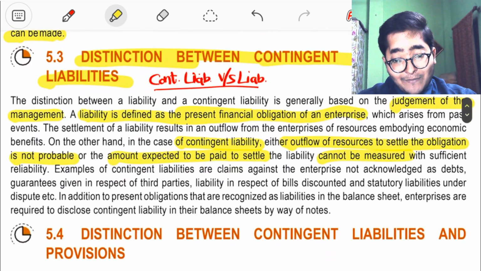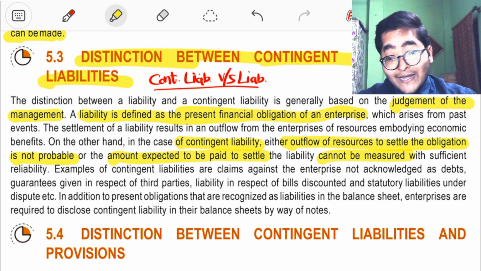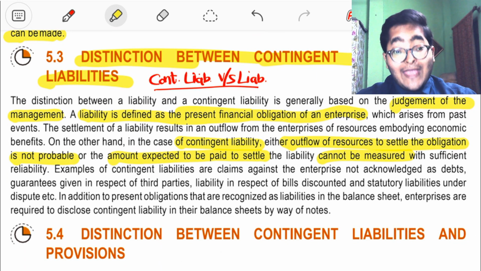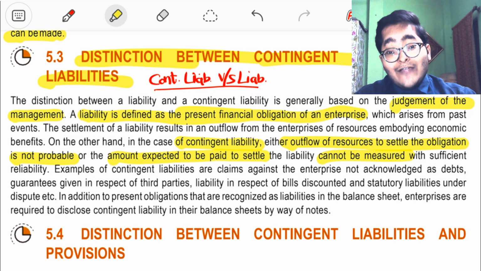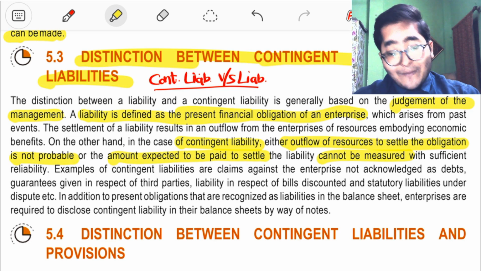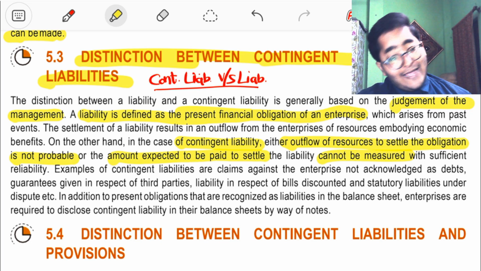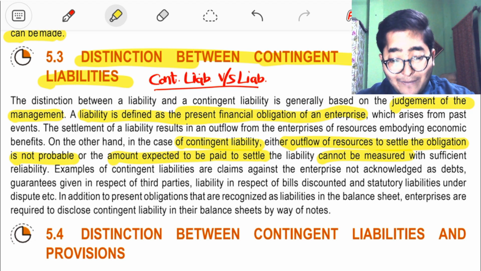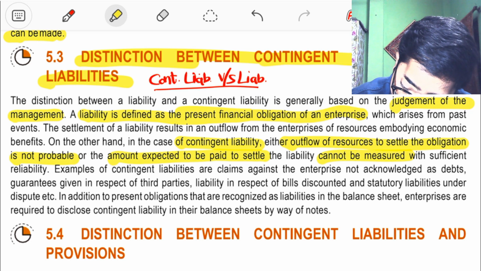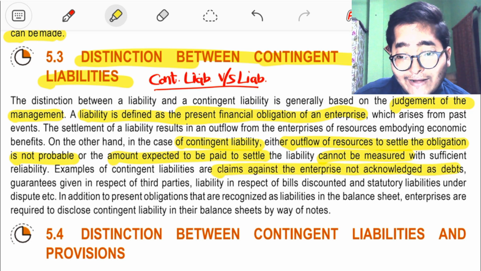Examples of contingent liabilities are claims against the enterprise not acknowledged as debts, guarantees given in respect of third parties, liability in respect of bills discounted, and statutory liabilities under disputes, etc. These are the examples of contingent liabilities.